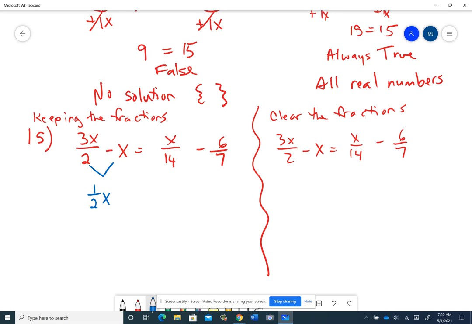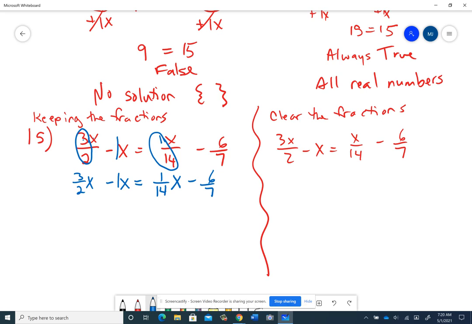Let me do an intermediate step there. Make sure you know this. See that 3x over 2? That is the same as 3/2 x. This is minus 1x. This is 1/14 x minus 6/7. I want to be sure you knew that that could be written out in front and that there's an understood 1 there. So you can do 3/2 minus 1, and that gives you 1/2 x equals 1/14 x minus 6/7.